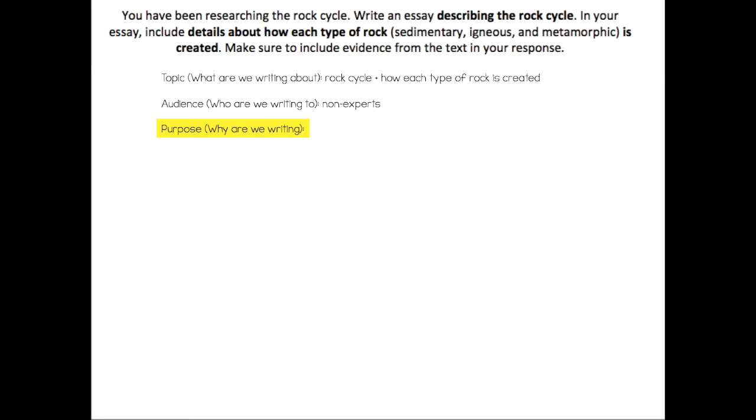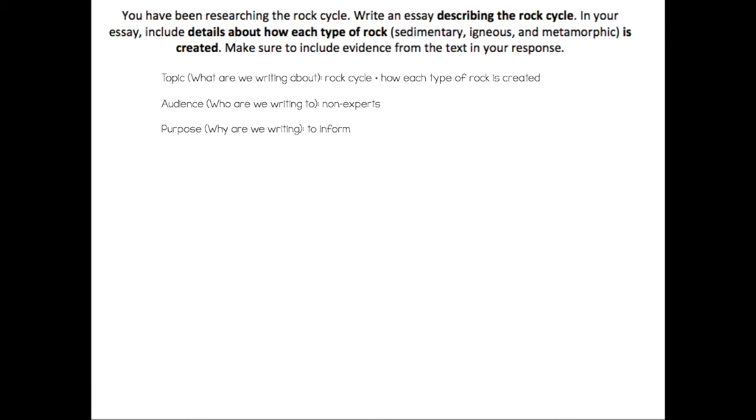Finally, we need to address our purpose. Why are we writing? Remember, the 3 main purposes for our essays will be to inform or explain, to tell a story, or to share an opinion. Which of these makes the most sense for our prompt today? If you answered to inform, you are exactly right. This is an informational essay that we're writing today.